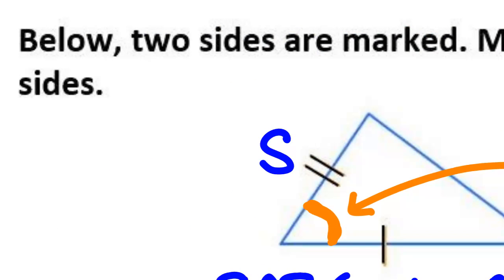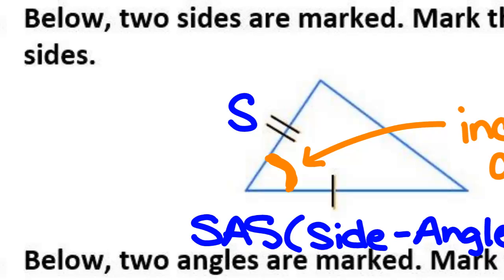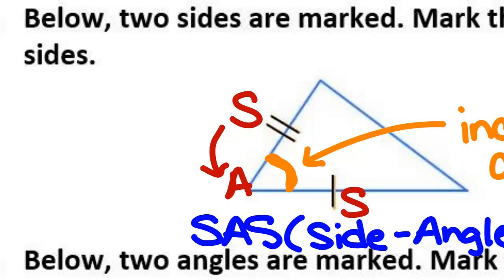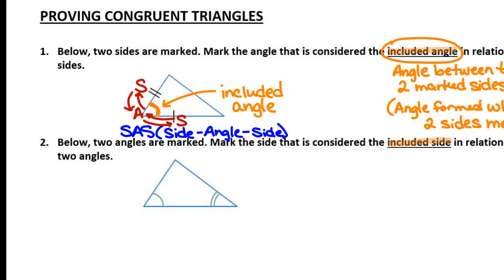Here's one of my marked congruent sides. Here's the angle. I'm actually going to do this in red. Sorry, I want it to stand out from my blue. Here's my side. Here's my angle. Here's another side. So I can read this going this way, or I can read it going this way. It doesn't matter whether I look at this clockwise or counterclockwise.